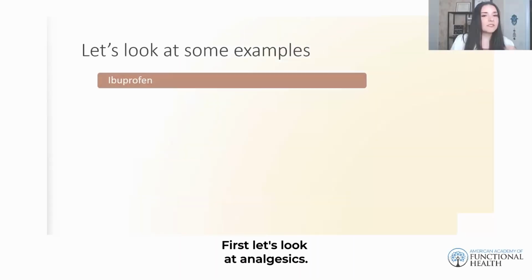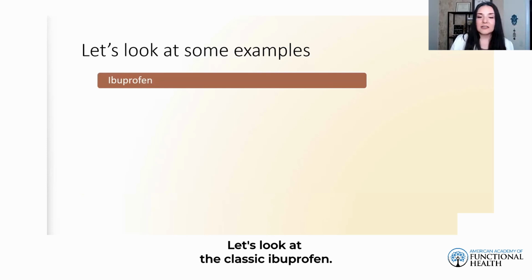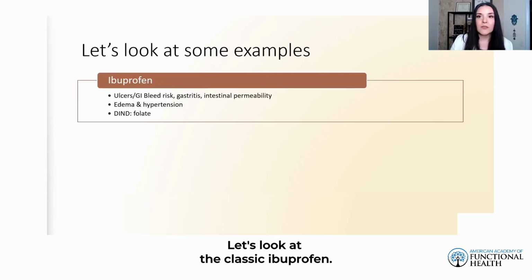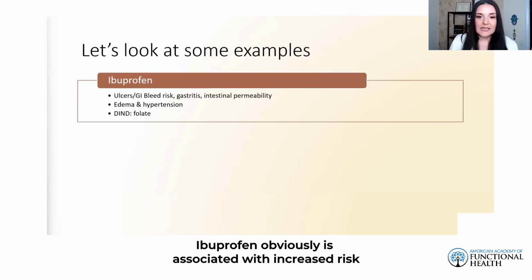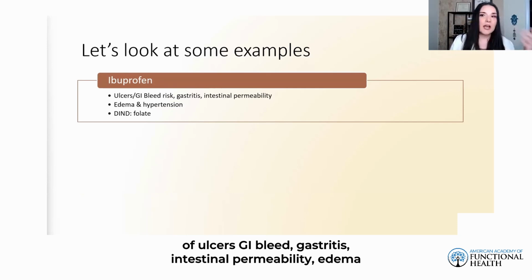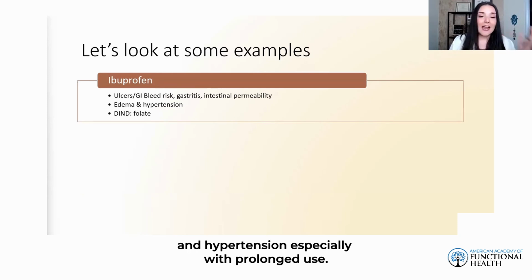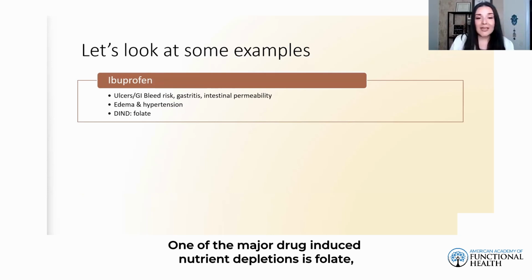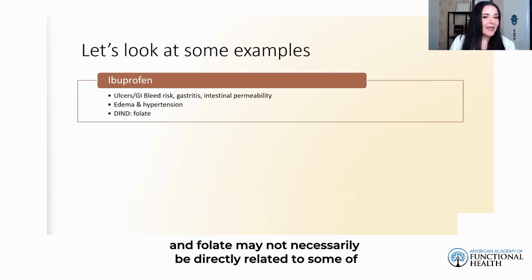So let's start by teasing a couple of examples here. All right. First, let's look at analgesics. Let's look at the classic ibuprofen. Ibuprofen obviously is associated with increased risk of ulcers, GI bleed, gastritis, intestinal permeability, edema, and hypertension, especially with prolonged use.